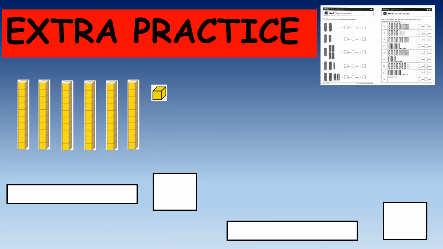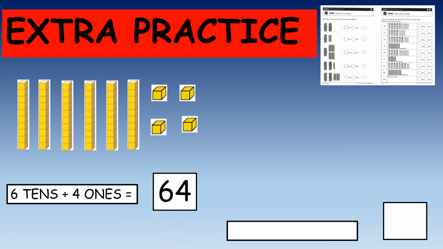Now I've got some MAB 1s. I've got 1, 2, 3, 4. I have 6 10s and 4 1s. I wonder if you know what that equals. You can use your skip counting to help you. 10, 20, 30, 40, 50, 60. And then your 4 1s, 60 and 4. What would 60 and 4 be? That's right, 64.